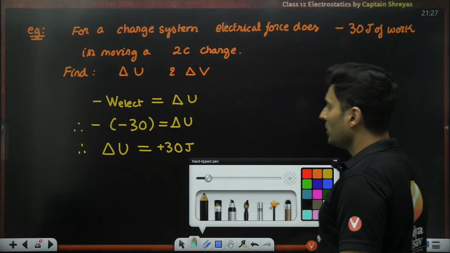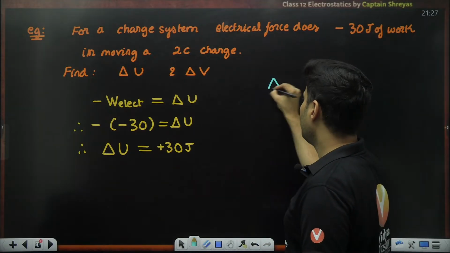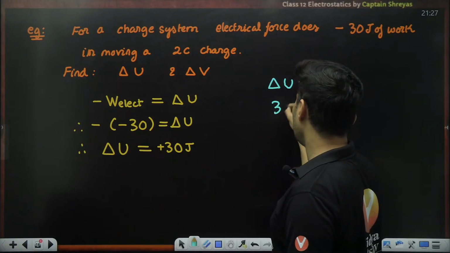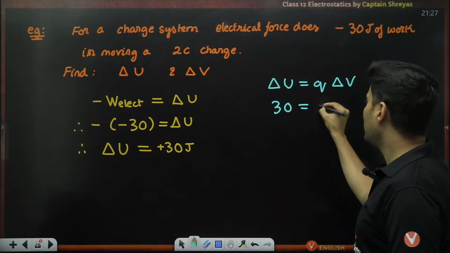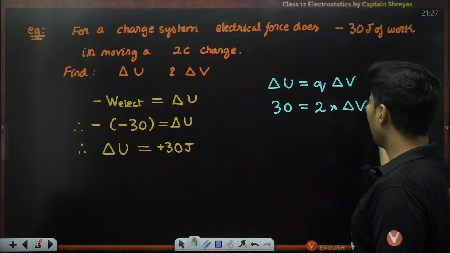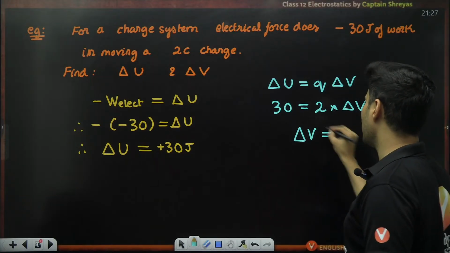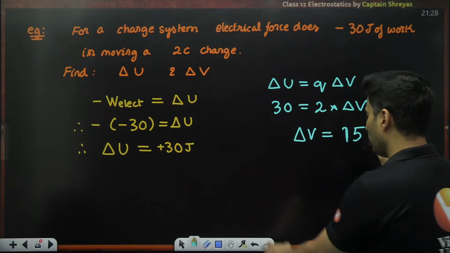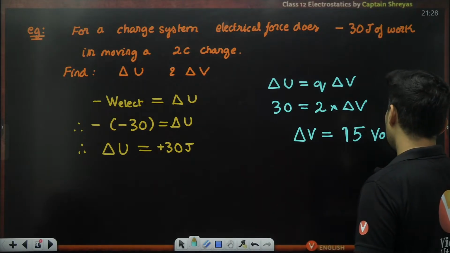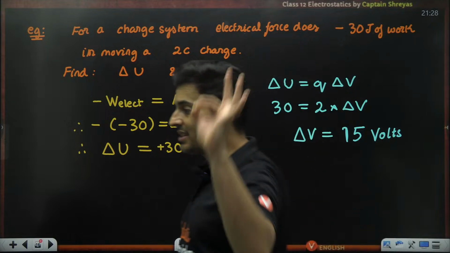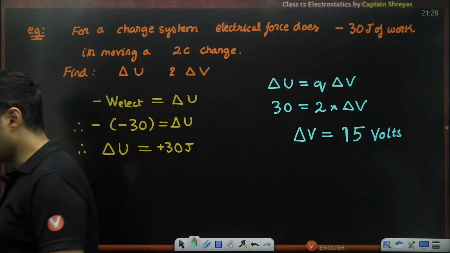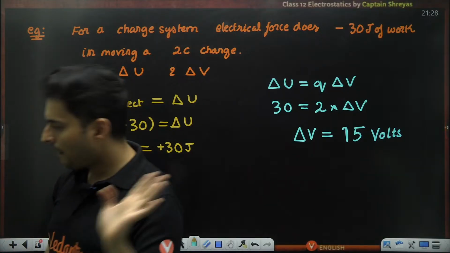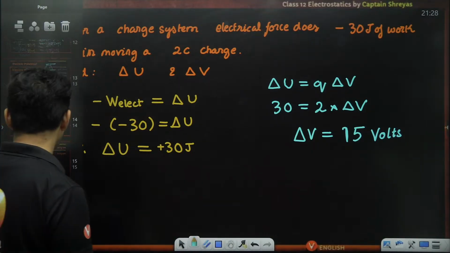Okay, sir. So now what is the change in the potential? We know delta U is Q delta V. Delta U is 30. The charge that you have moved is 2 coulomb. So we can figure out the change in the potential: 30 by 2, which is 15 joules per coulomb, which is nothing but 15 volts. So there is a voltage difference of 15 volts. Is that absolutely clear?